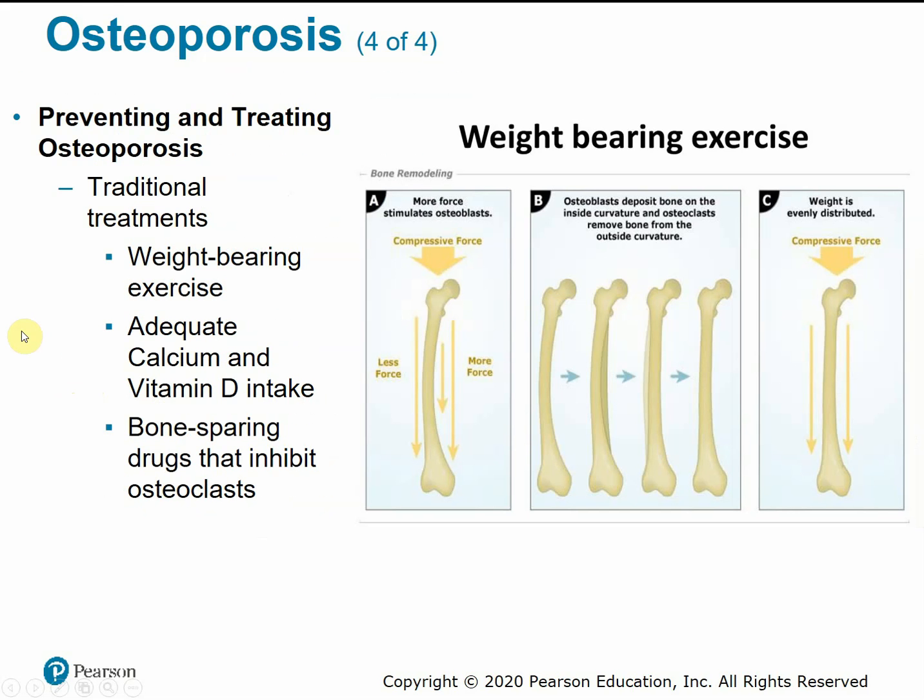So preventing and treating osteoporosis, traditional treatments include weight-bearing exercises. So remember we said that bones will adapt to the stresses you put them under. So if bones are exposed to more compressive forces, more weights, they will try to remodel and adjust and adapt to that added weight. So weight will be more evenly distributed and easily carried. Also treated with calcium and vitamin D supplements or some drugs that inhibit osteoclasts. Remember, osteoclasts are the cells that break down bone tissue. So if we don't want to break down any more bone tissue, we can try to slow down that process.